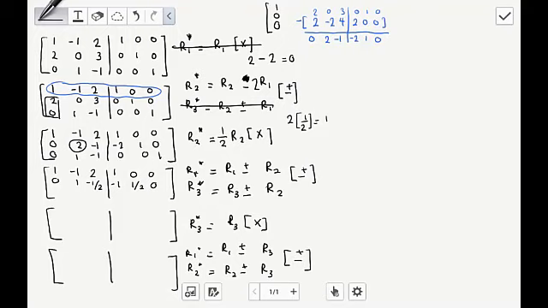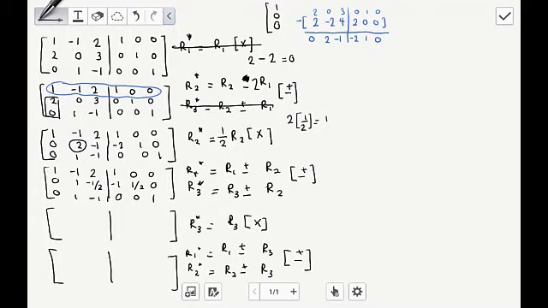Now, there's no changes in row 3. We're going to copy row 3 as it is: 0, 1, negative 1, 0, 0, 1. So I've managed to change the second column. I managed to change the element 2 into 1.